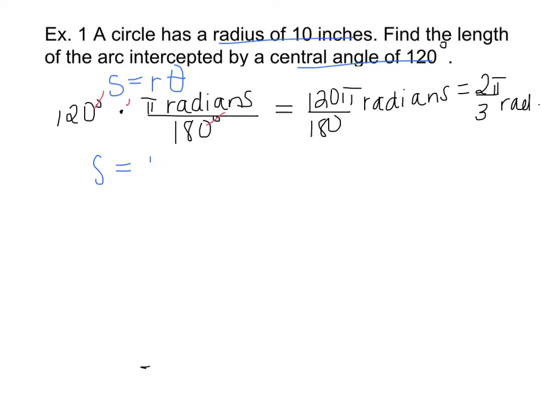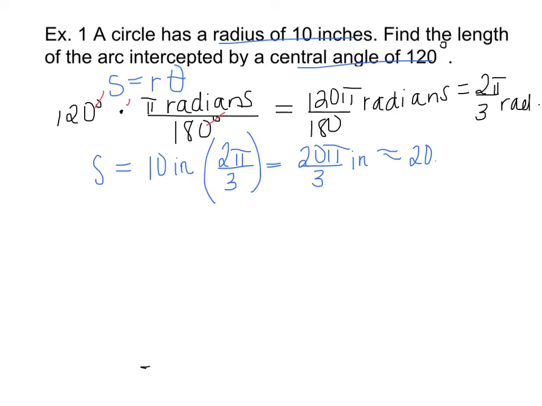So we got our radius, which is 10 inches, multiplied by our central angle. And then from here, you simplify it. So that'll be 20 pi over 3 inches. And sometimes they're going to want the exact, or they may ask you for the rounded. So if they say exact, that's the exact answer. And then, of course, this is the rounded.